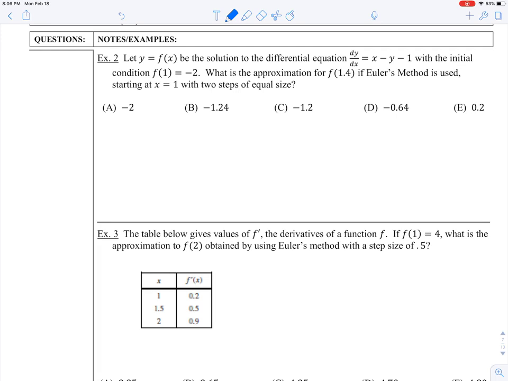Be very attentive to how I'm setting up these questions because this is exactly the process that's going to help you organize your material. So you're always going to get a differential equation in an Euler's method question. You're always going to get an initial condition, and they'll ask you to find a value, either telling you how many steps to take or specifying the step size. So in this question, we know we're going to start at 1, -2. I want to end up at 1.4.